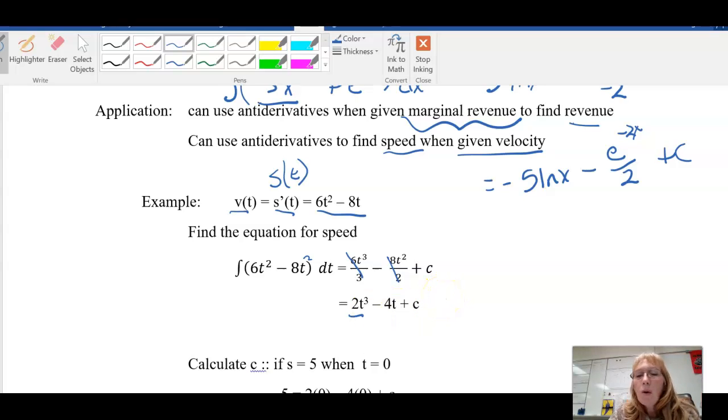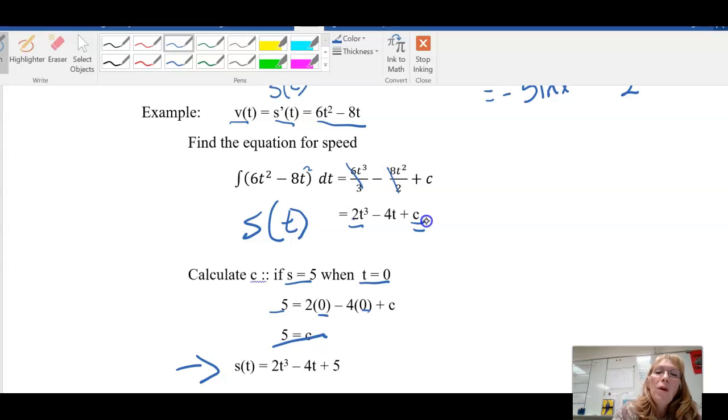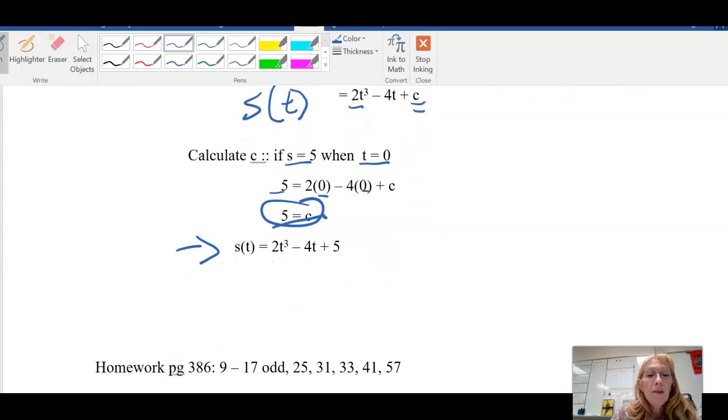Now, we're going to give you some more information. I would like you to calculate c, so I want to find out what this linear part is, if I give you s equals 5 when t equals 0. So my speed is 5 when time is 0. So I'm starting off at 5. We plug in our 0 and c is 5. We rewrite my equation. So remember, this is speed with my correct constant, which we found here. And that's the speed equation for that velocity. I think that's kind of fun.